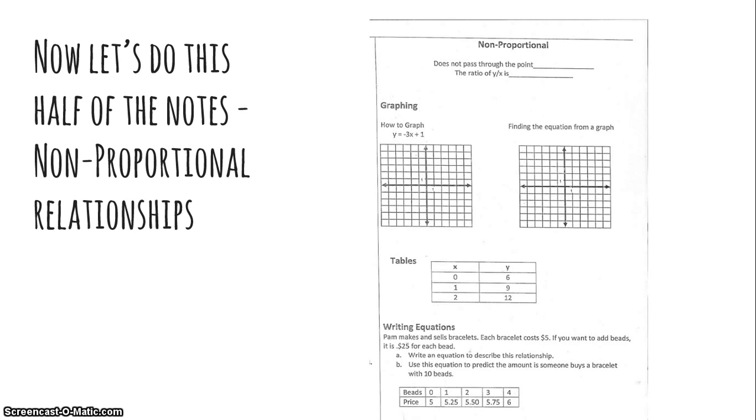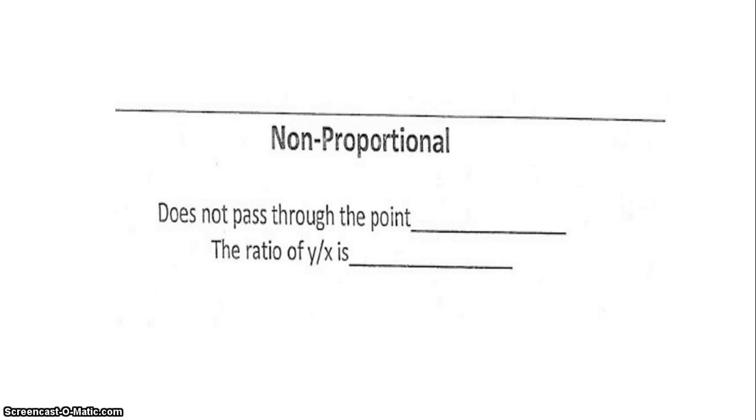Done with proportional. Now it's time to move on to non-proportional. So now we're looking at the right half of your sheet. Non-proportional relationships do not pass through the point (0, 0), or the origin. Okay, so proportional passes through it, non-proportional does not pass through it.